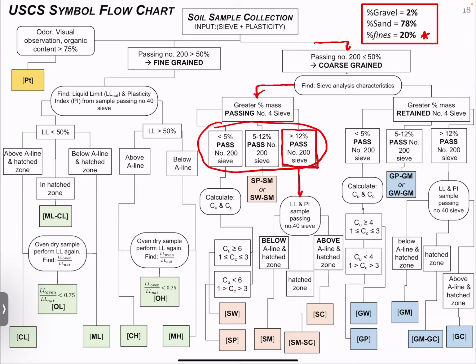Since we have more than 12% fines, we have a sufficient amount of fines where the plasticity will still play a role in our classification. So what we need to do now is look at our Casagrande chart where we use our liquid limit and our plastic index to determine whether those fines are primarily silty or primarily clayey.